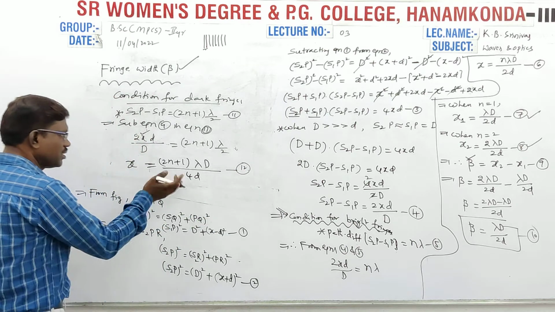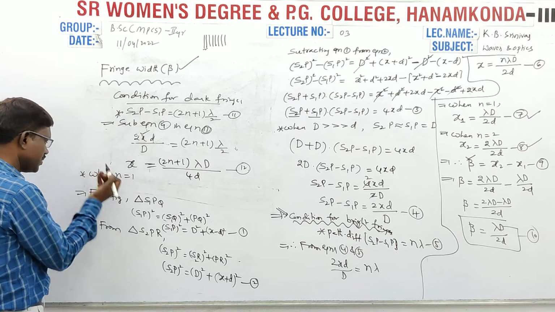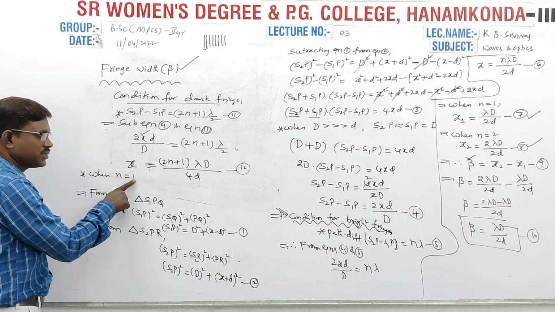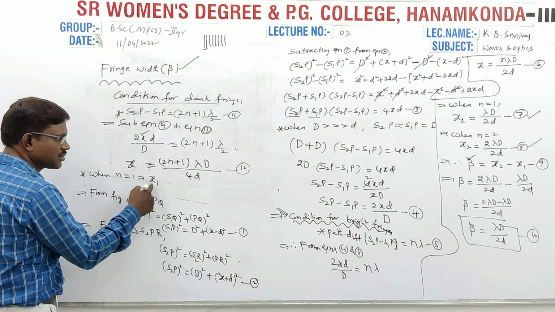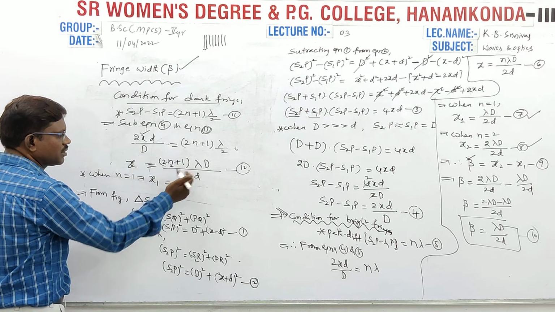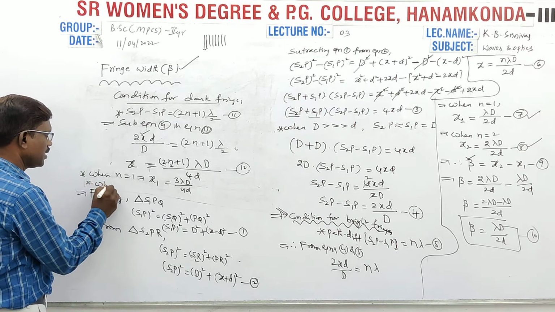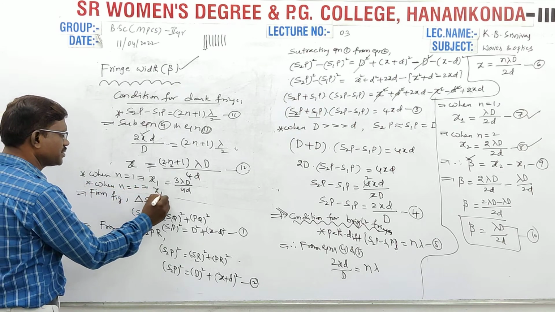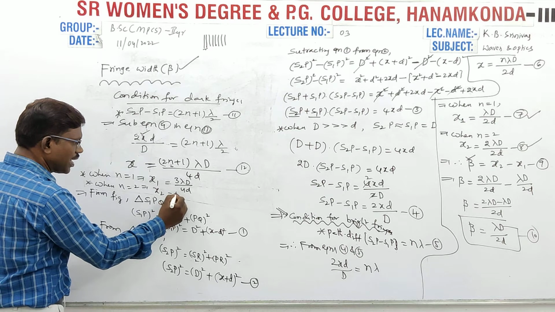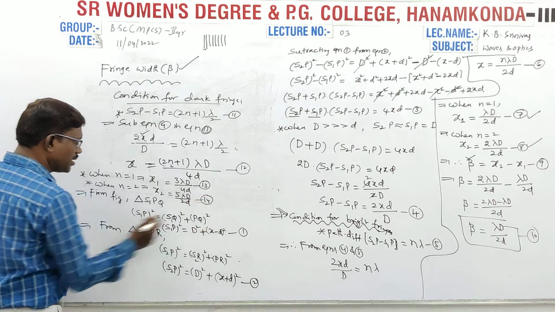Just give the numbers for n values. When n is equal to 1, what does this mean? That is the distance of the first dark fringe from the center of the screen. That is, x becomes x1, n is equal to 1. 1 into 2 becomes 2, 2 plus 1 becomes 3. 3 lambda capital D by 4d. Similarly, when n is equal to 2, x becomes x2, 2 twos are 4, 4 plus 1, 5. 5 lambda capital D by 4d. Let this be equation number 13 and this be equation number 14.